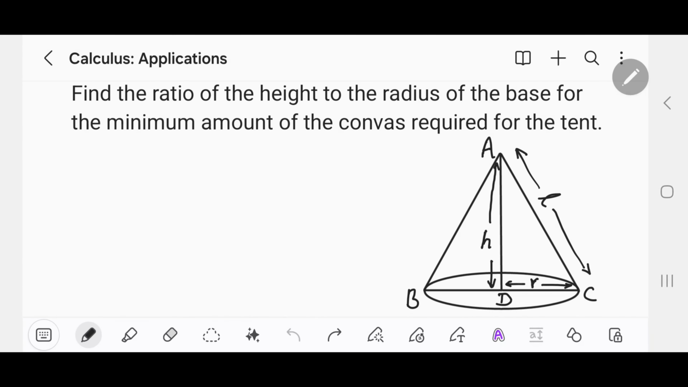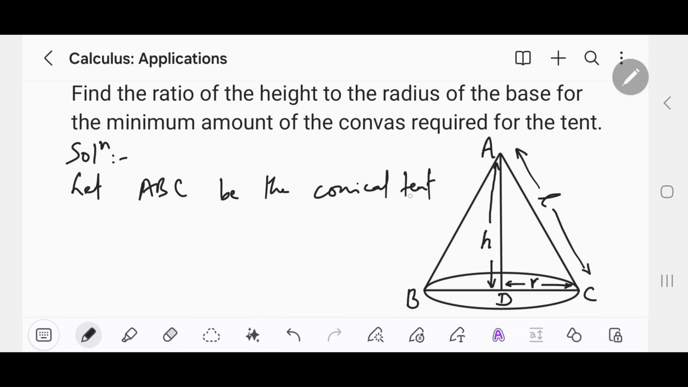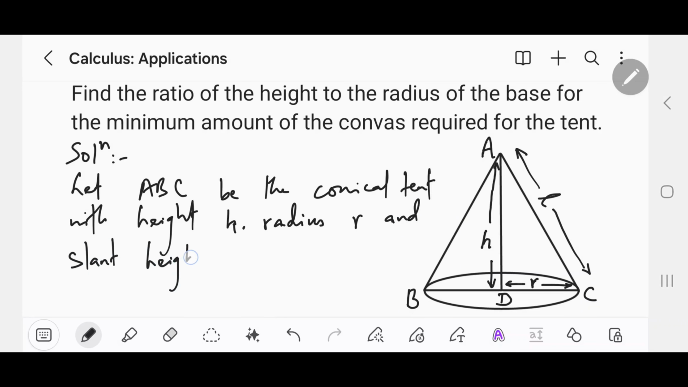Let's make the figure at first. Let ABC be the conical tent with height h, radius r, and slant height l, as shown in the figure.